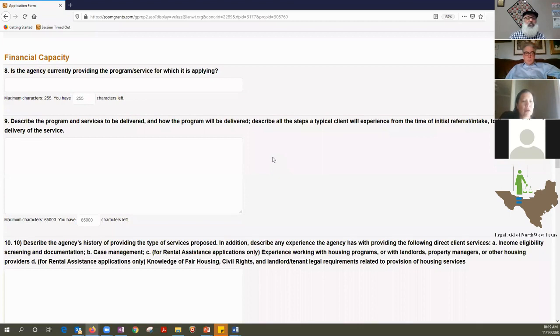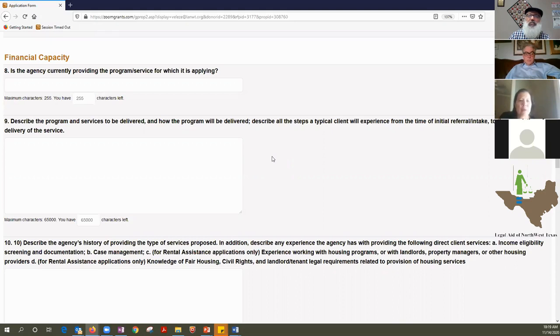Is the agency currently providing the program service for which it is applying, right? To be competitive in this grant application, you really need to be in a position to say yes, right? You are currently providing activities. Describe the program or services to be delivered and how the program will be delivered.